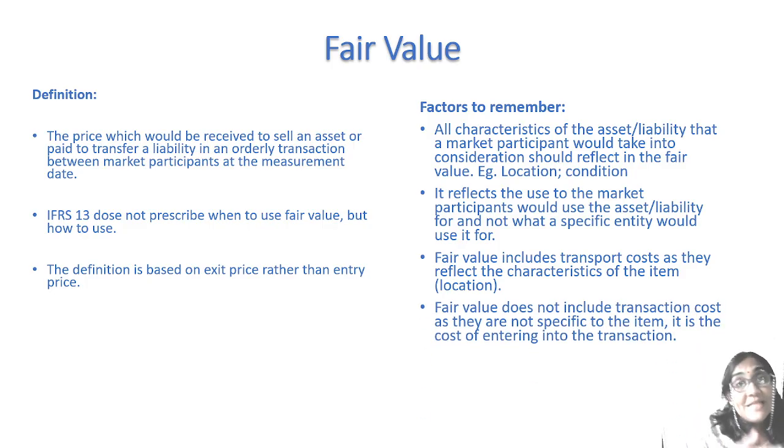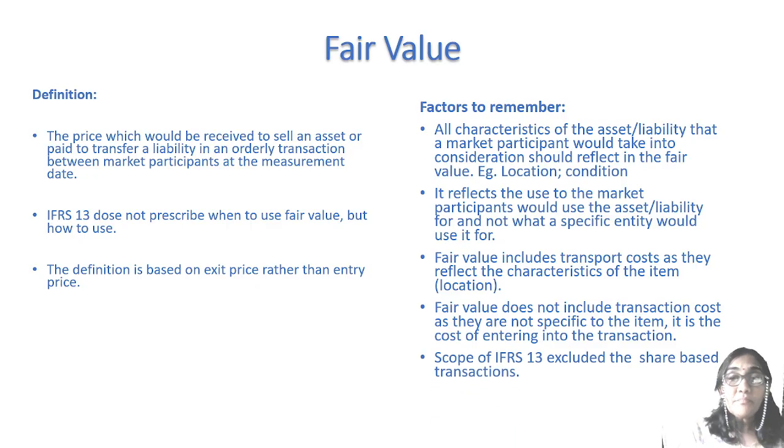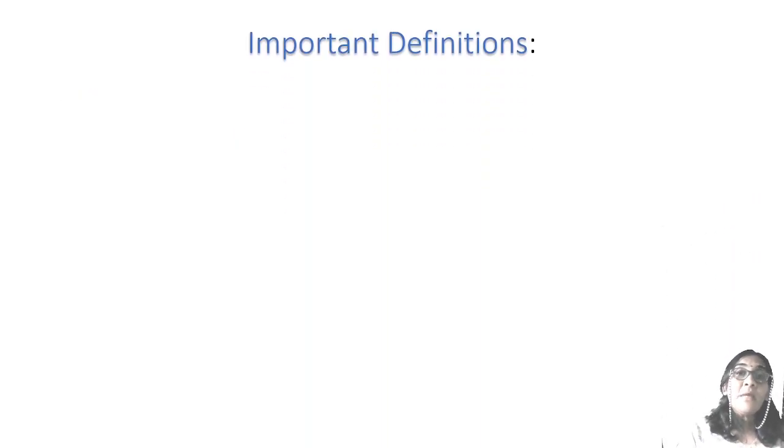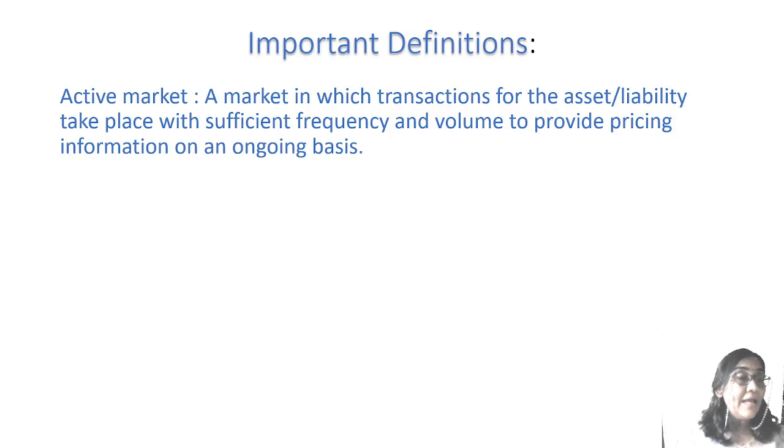But the transaction cost should be excluded from the fair value because the transaction cost is a cost for entering into the transaction and it is not specific to the item. Thirdly, the scope of IFRS 13 excluded the share-based payment transactions. The other important definitions are an active market, a market in which transactions for the assets or liabilities take place with sufficient frequency and volume to provide you with pricing information on an ongoing basis, that is a continuous basis.